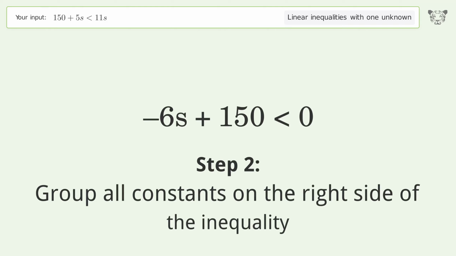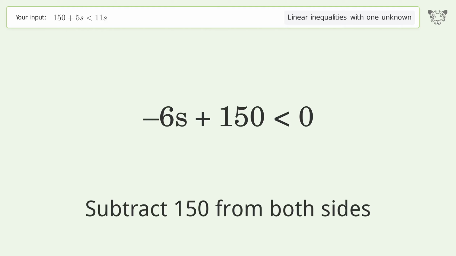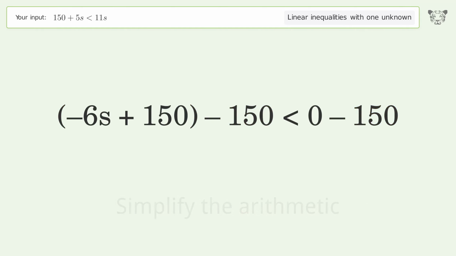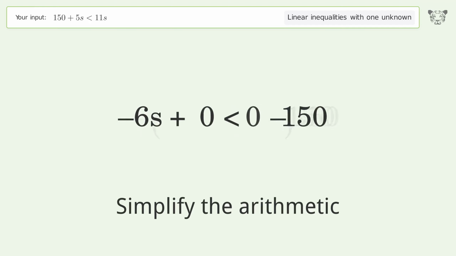Group all constants on the right side of the inequality. Subtract 150 from both sides. Simplify the arithmetic.